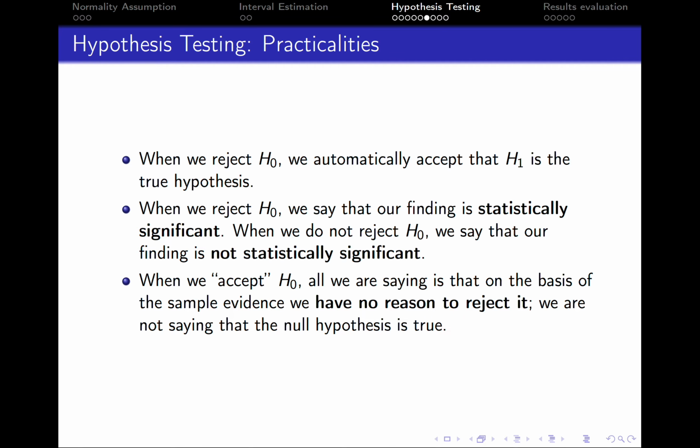So once again, when we reject the null hypothesis, that means that we accept the alternative hypothesis. When we reject the null hypothesis, we say that our finding is statistically significant. When we do not reject the null hypothesis, we say that our finding is not statistically significant. And not rejecting the null hypothesis means that there is just not enough evidence to reject it.